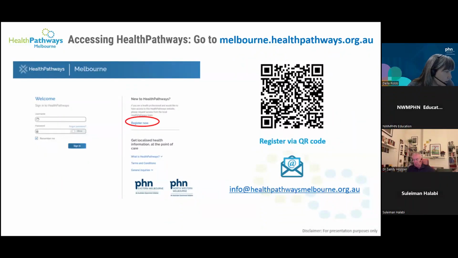To access Health Pathways Melbourne, go to the website address melbourne.healthpathways.org.au and we will send you the other addresses. Health Pathways Melbourne is available to clinicians, and the information that you'll get from Melbourne Health Pathways is localised. So if you're thinking, look, I work in Gippsland, but I'll want to sign into this one, it's not going to be very useful to you because the information is localised.